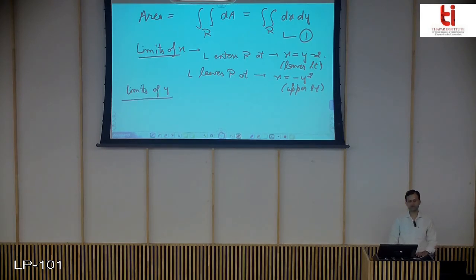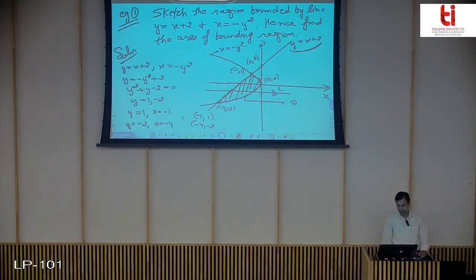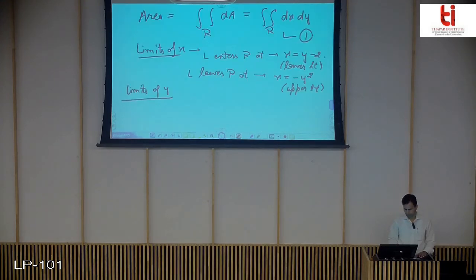Now for limits of y, all those values of y that cover all the horizontal lines passing through this region. So here it is y equals minus 4 and here it is y equals 1. So these are the two values of y, minus 4 to 1, that cover all the horizontal lines passing through the given region.